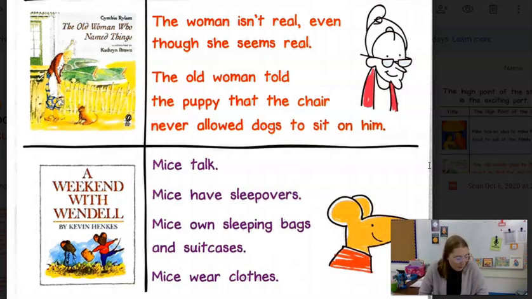So we're learning that fiction books are made-up stories that the author writes. They can have realistic elements, but the things that happen in them are not real. We're also learning that genre is the category that you can put a book or a work of literature in. So today we talked about the fiction category.